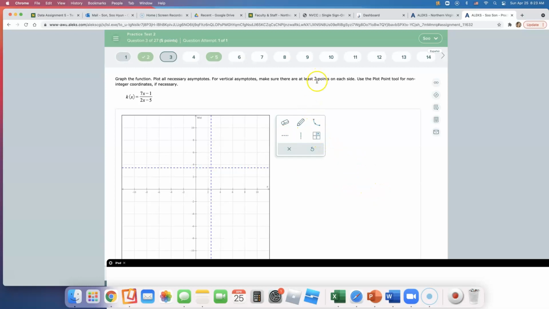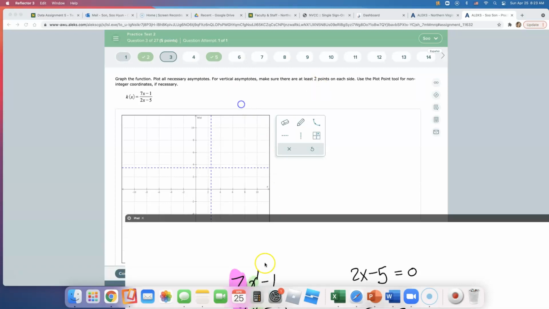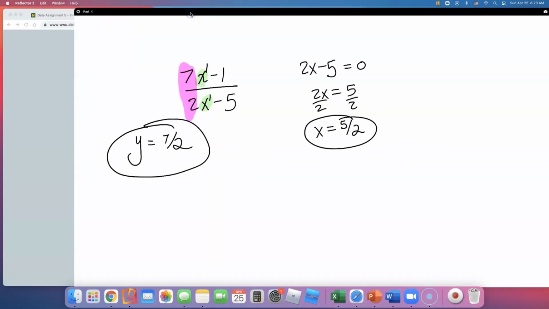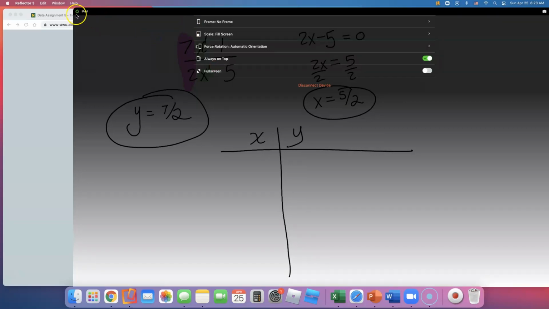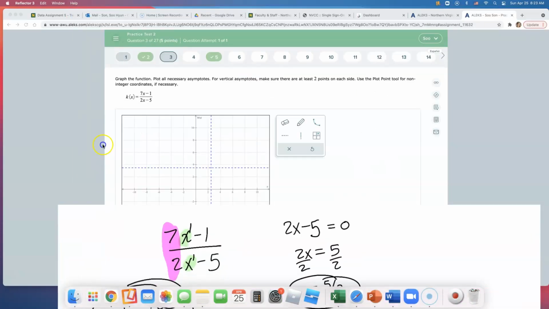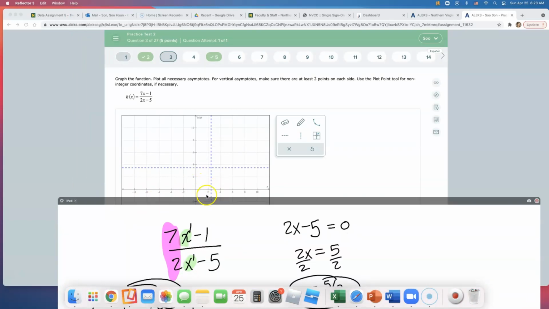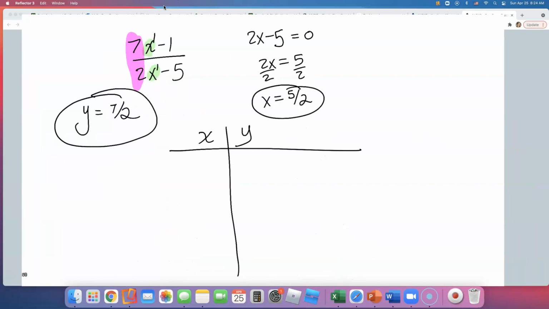All I need to do is plot 2 points on each side, okay? So let's plot 2 points on each side of the vertical asymptote, 5 over 2. So I need to do some scratch work over here. So I'm getting my XY table, okay? A couple x values that I can pick are some values that are smaller than 5 over 2. So what are some numbers that are smaller than 5 over 2? I can pick 1 and 2, or 0 and 1. I'll go with 0 and 1. Anything smaller than 5 over 2, 0 and 1.